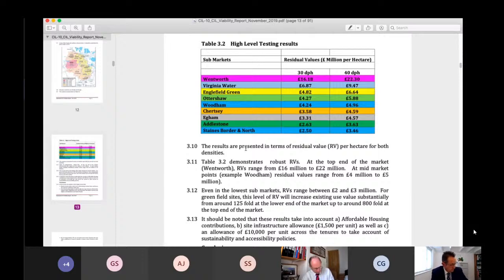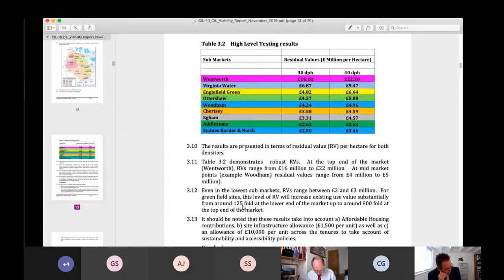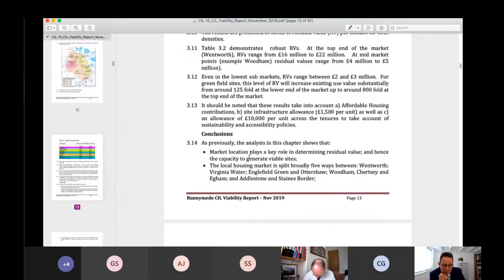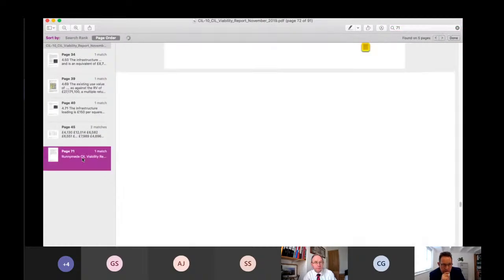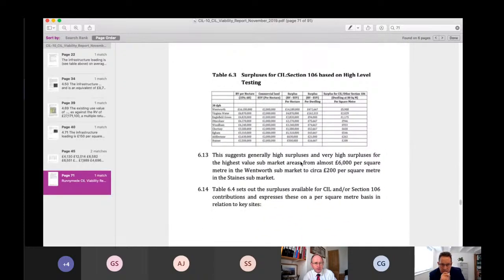Gotcha. Okay. Hang on a second. Yeah, maybe, sir, if we looked at the other table towards the end, which is on page 71. Yes, I was going to go there next. Yes. Table 6.3, which basically regurgitates the same residual values in that left-hand column. Charlotte, could you go to page 71 of the same document, please? Yeah. Yep.